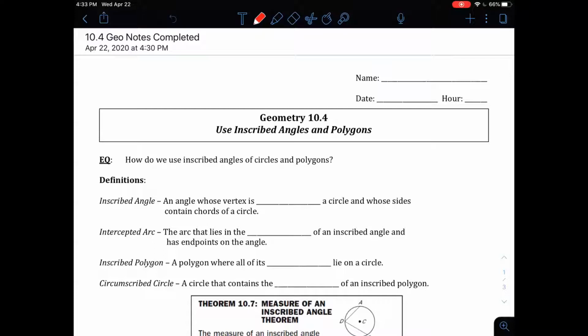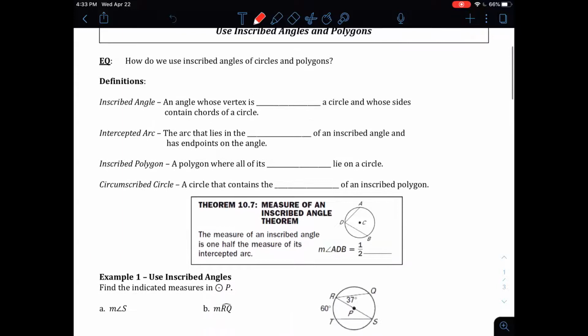So inscribed angles and polygons basically means that those angles and polygons are on the circle, and there are certain relationships between the arcs and the angle measures that land on a circle. Okay, so let's go ahead and get into these definitions here.